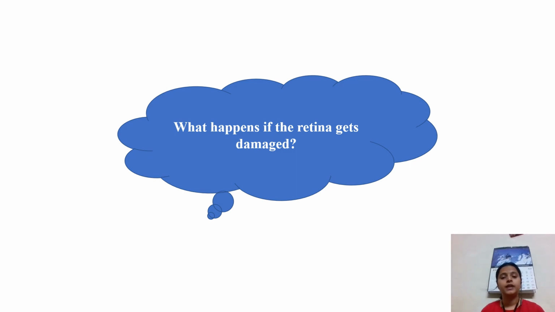Yes, if our retina gets damaged, we will not be able to see anything because the image formation takes place at the retina. If image formation does not take place, obviously the visual information will not get transmitted to our brain, and hence we will not be able to see anything. So basically we will become like a blind person.